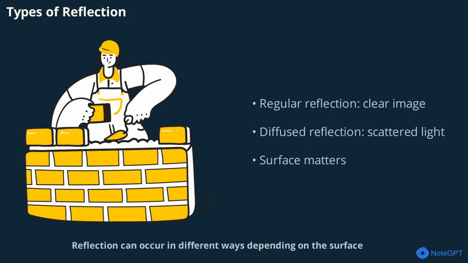Reflection can occur in different ways depending on the surface. Smooth surfaces like mirrors produce regular reflection, creating clear images. Rough surfaces like walls cause diffused reflection, scattering light in many directions and making images unclear. Understanding these types helps us see why mirrors work so well and why walls don't show our reflection.